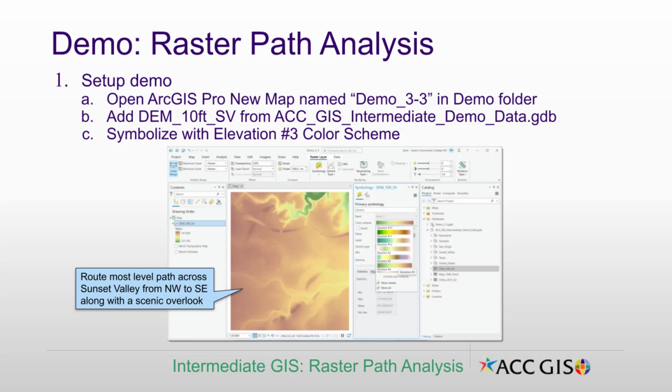In our raster path analysis demonstration, we'll route the most level path across Sunset Valley from the northwest corner to the southeast corner, and somewhere along our path we'll also identify a scenic overlook. We'll begin by setting up the demo.